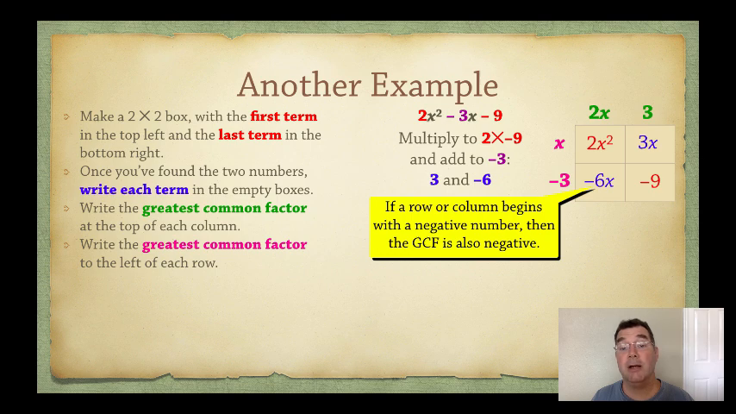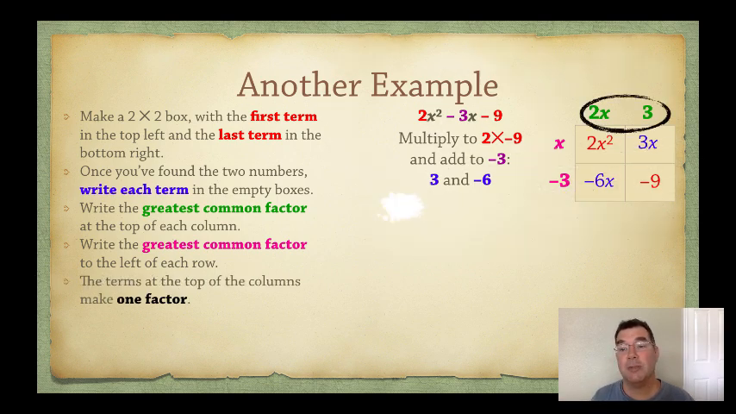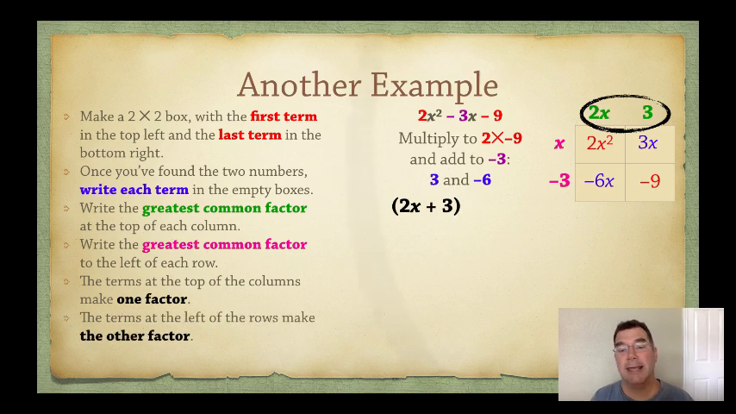And a little note here, if a row or a column begins with a negative number, then the GCF, the greatest common factor that you pull out of those terms, has to be negative as well. So make sure you remember that, otherwise you'll end up with some bad answers. Okay, so my factorization is 2x plus 3 from the top of the columns and x minus 3 from the left of the rows. So there's my factorization there.